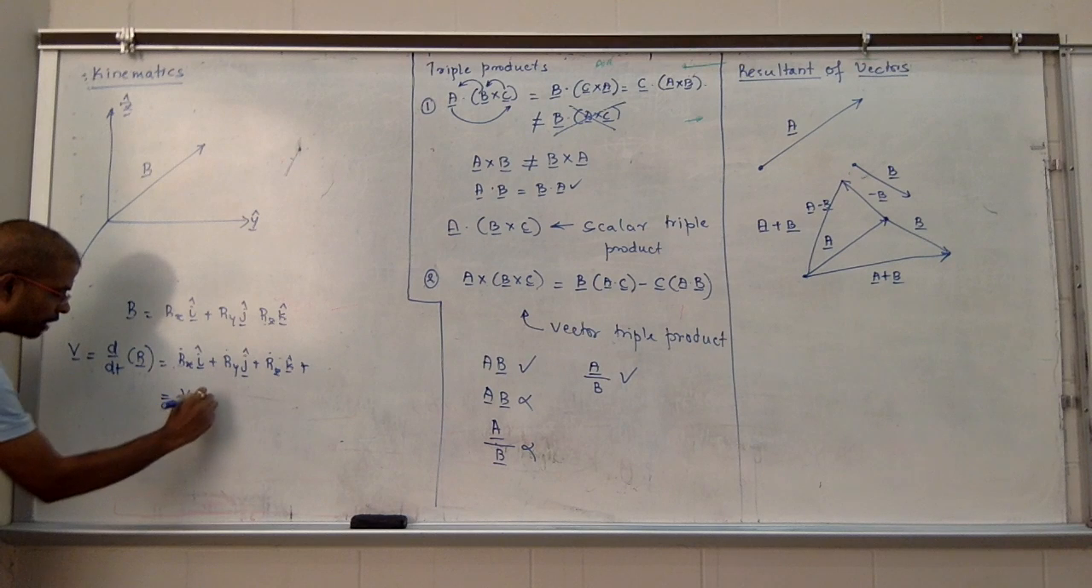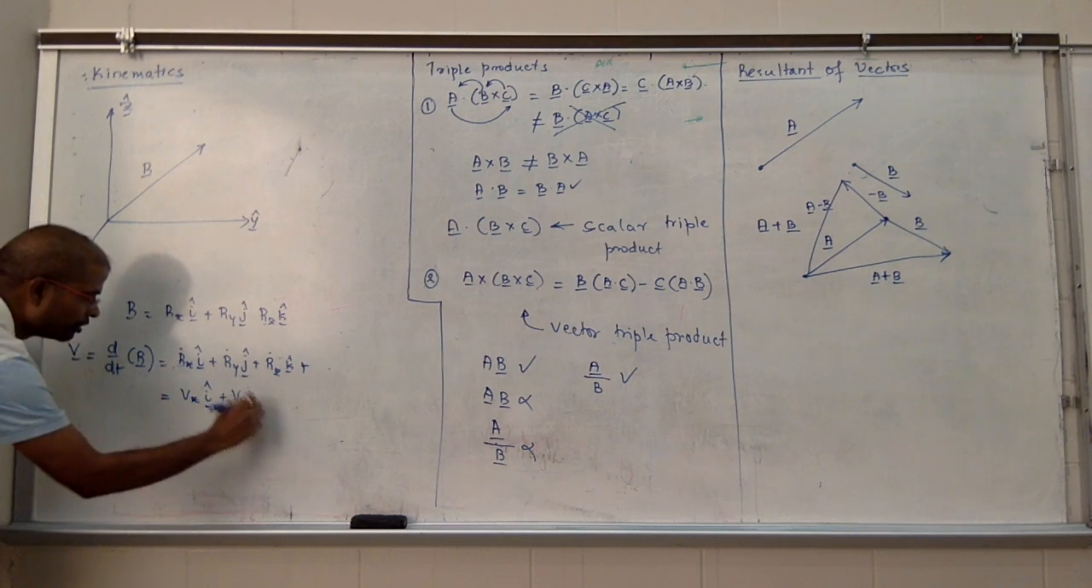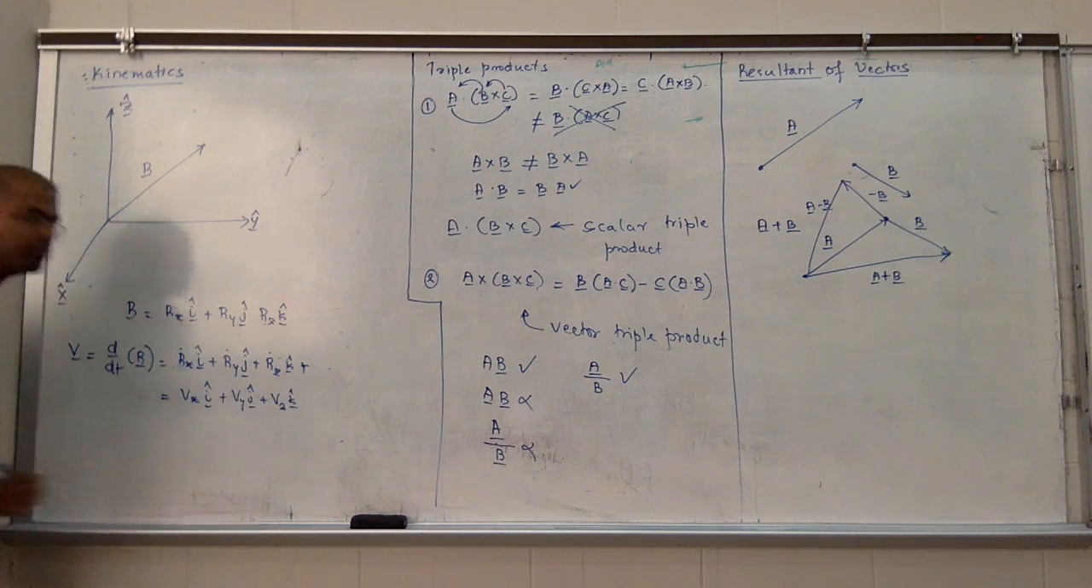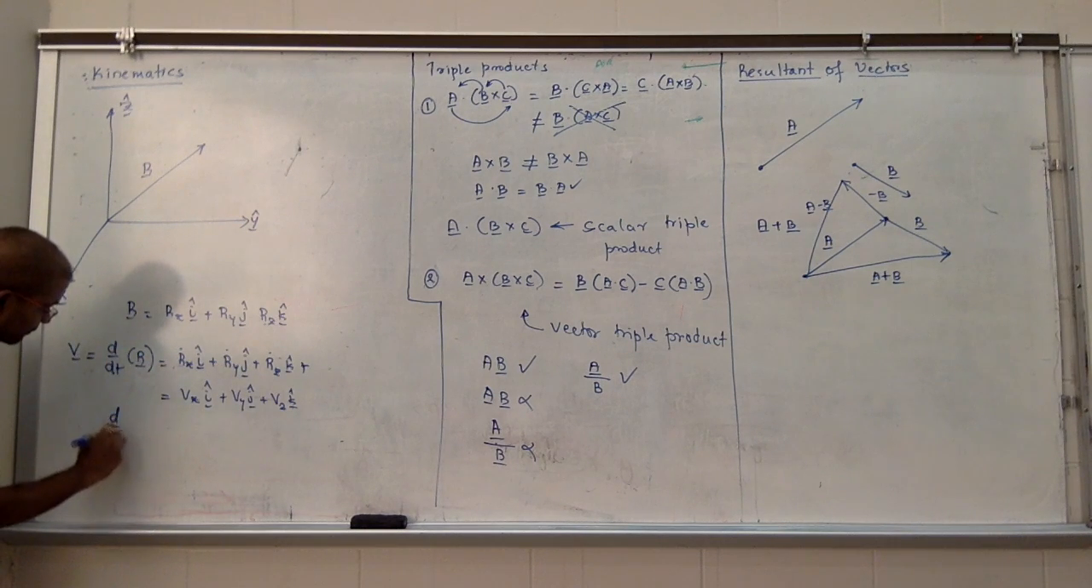Vx i, Vy j, Vz k. Right? So this Vx is Rx dot, Vy is Ry dot, Vz is Rz dot. Right? Now if you take the derivative of V, what are you going to get?